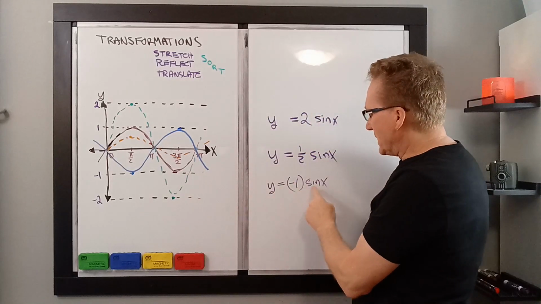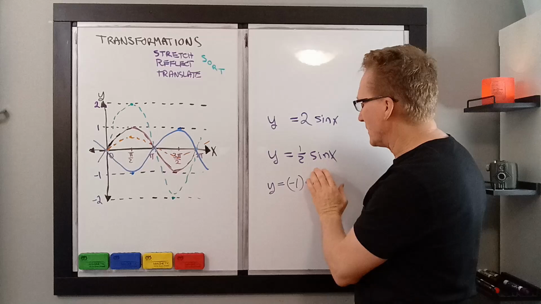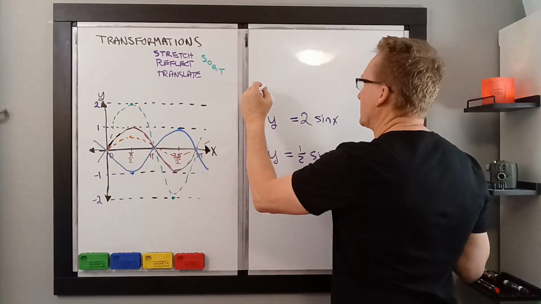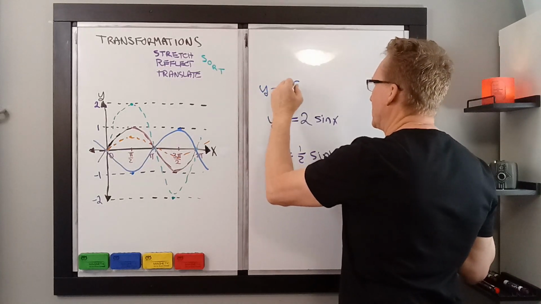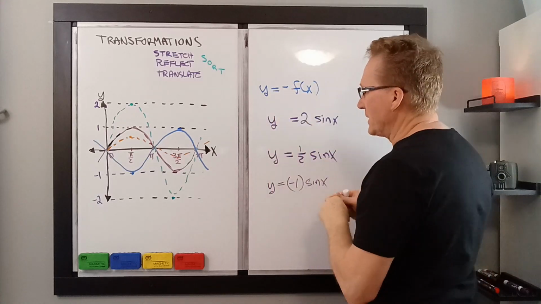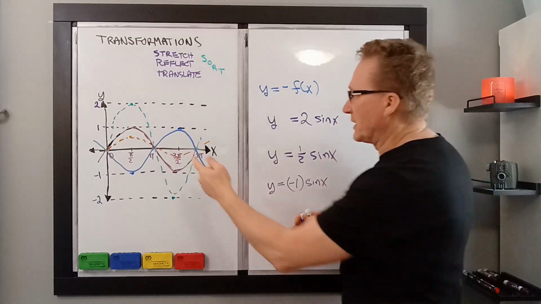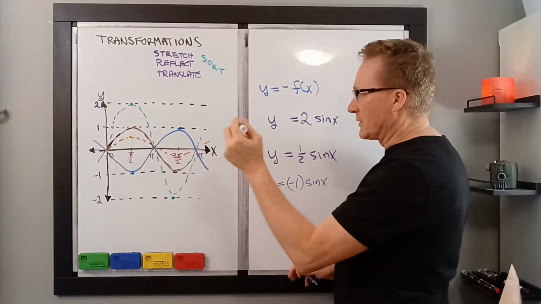So putting a minus sign in front of the sine, in front of the function itself, or if I write out the whole thing, so if your function is y is equal to f of x, if you put a minus sign in front of that whole thing, you're now going to reflect it in the x-axis. And of course, the same thing applies to this green one over here. I'm going to use green again.